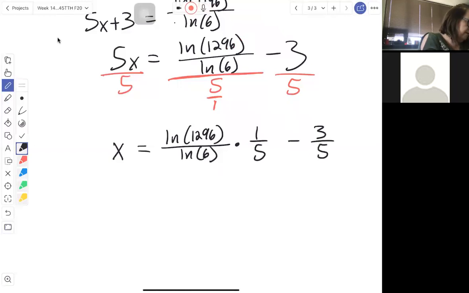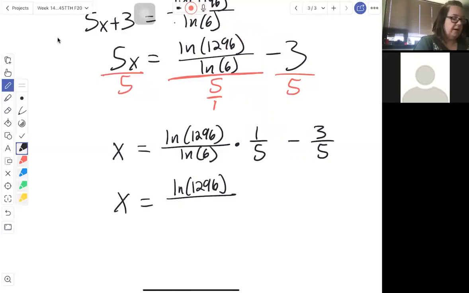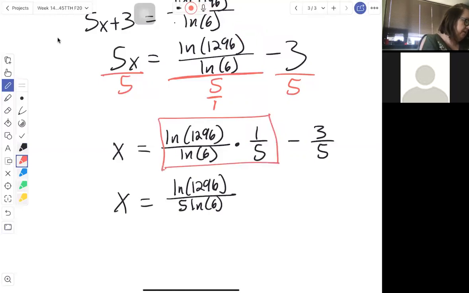Okay? So x is equal to 1 times the natural log of 1296 over 5 times the natural log of 6. So I'll pull that in front. Okay, that takes care of this right here. And then I've just got minus 3/5 left. And I just typed that in straight, just like that.